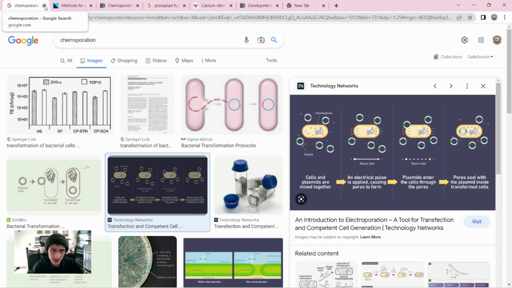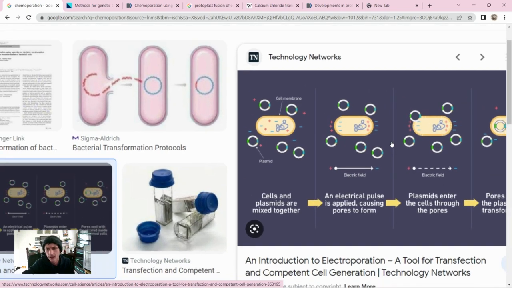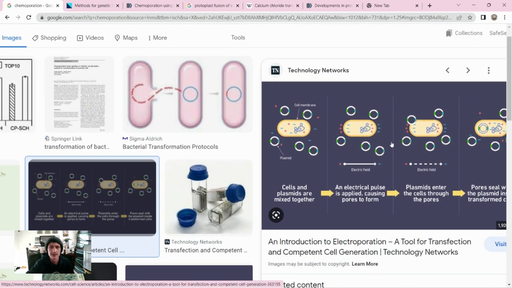Electroporation is a technique used for bacteria. I suppose I thought I had seen it used for higher fungi, but I could be wrong. It is similar to chemical poration in that cells and plasmid are mixed together, so you could have two different types of bacteria or two different DNAs, and then the electrical pulse pretty much permeates the cell and forces the DNA into the cell.